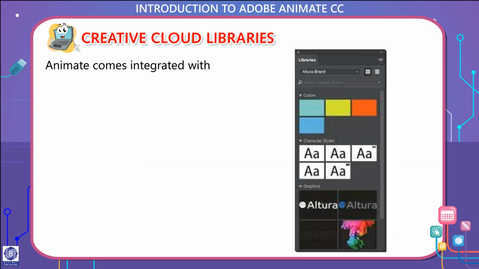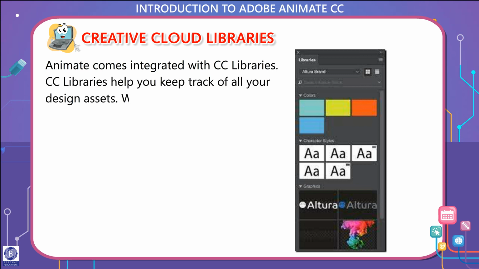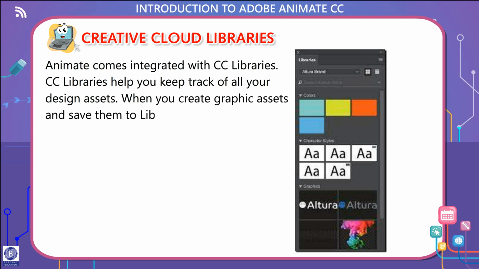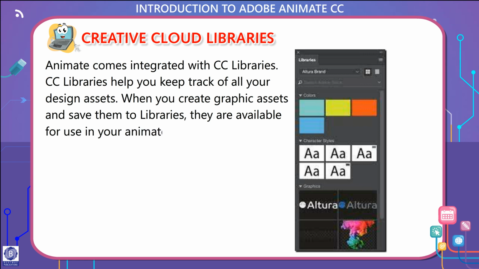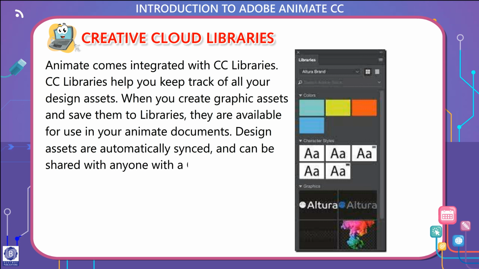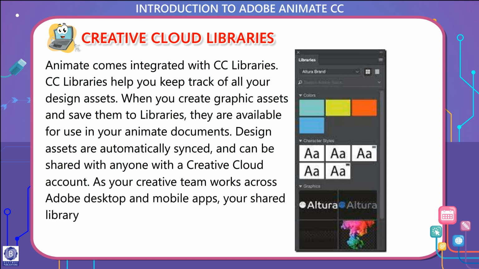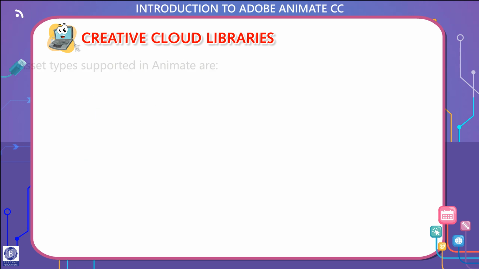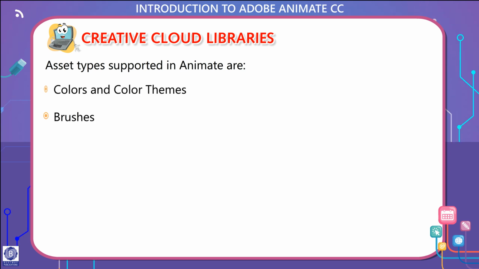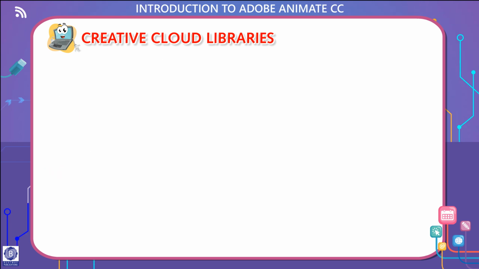Animate comes integrated with CC libraries. CC libraries help you keep track of all your design assets. When you create graphic assets and save them to libraries, they are available for use in your Animate documents. Design assets are automatically synced and can be shared with anyone with a Creative Cloud account. As your creative team works across Adobe desktop and mobile apps, your shared library assets are always up to date and ready to use anywhere. Asset types supported in Animate are colors and color themes, brushes, graphics, and vector brushes.